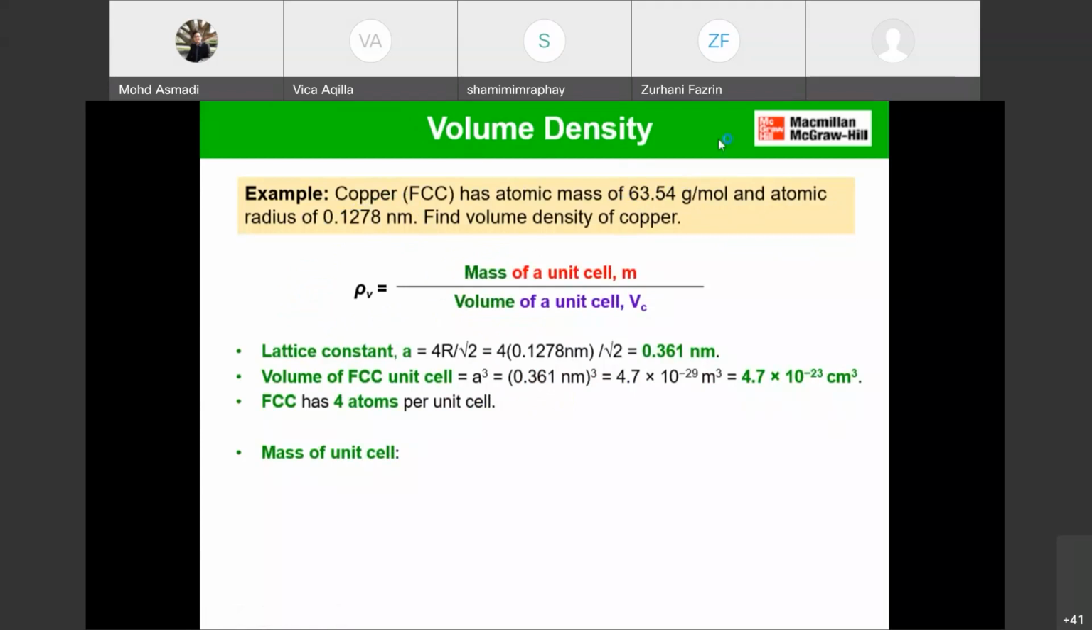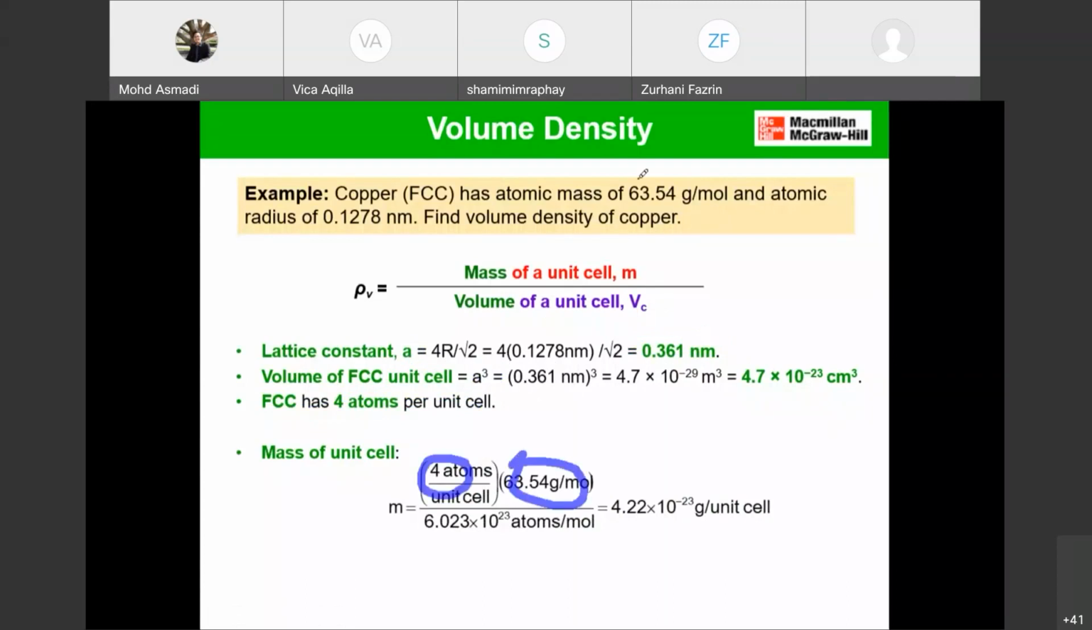For the FCC, if you still remember, how many atoms per unit cell? You have to calculate. The lattice constant is a, which gives 0.361, and the volume of the unit cell Vc is 4.7. FCC has 4 atoms per unit cell, you have to remember that. How to calculate the unit cell mass? 4 atoms times the atomic mass, divided by 6.023, the Avogadro number. You don't need to remember it exactly, you just need to know how to use it.